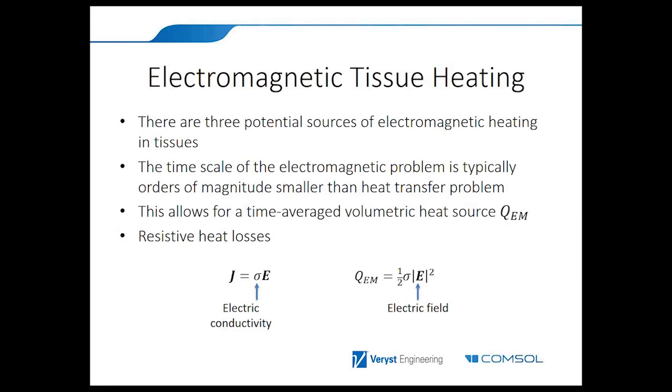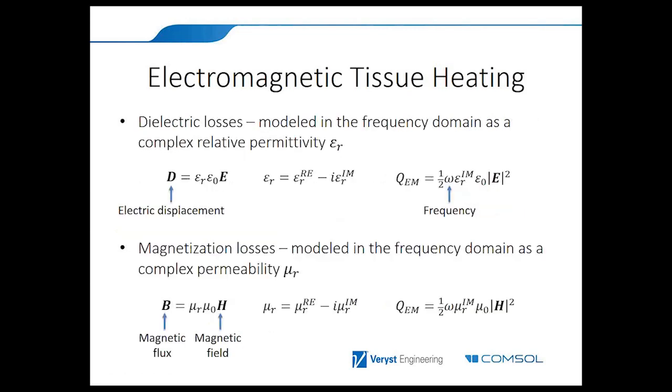Also, there's dielectric losses, and there's several ways to model that. But if you're assuming that you have a frequency domain model for the electromagnetic problem, then that is best translated into a complex relative permittivity. So the permittivity epsilon r, instead of being just a real component, has an imaginary term, and that imaginary term is the one that contributes to heat loss, and it's also a function of the applied frequency.